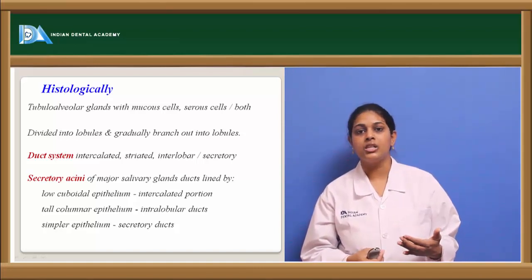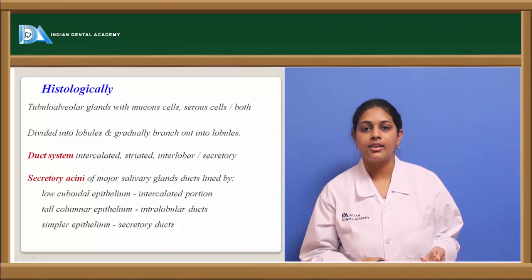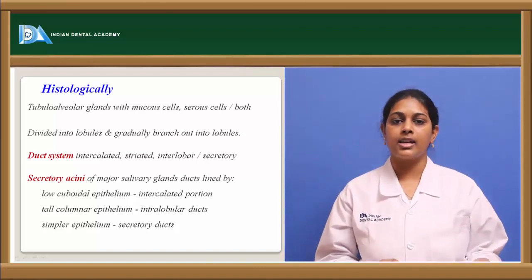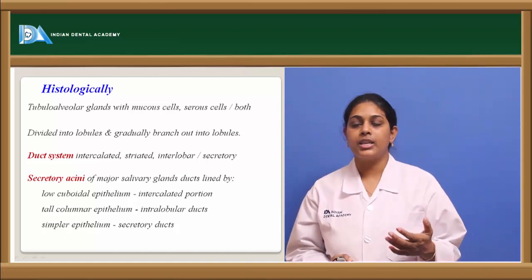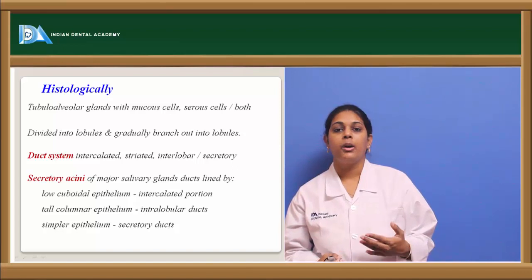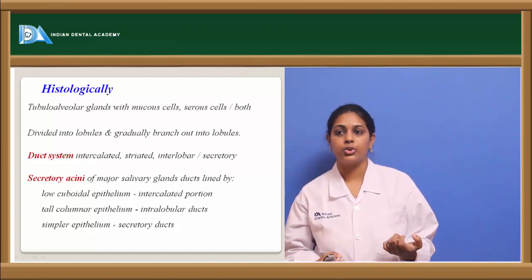show three types of cells. One is a mucous cell, one is a serous cell, and then a mixed cell, which shows the presence of serous as well as mucous cells. So these are the three. This is the histological structure, this is what we observe under a microscope of a normal salivary gland tissue.